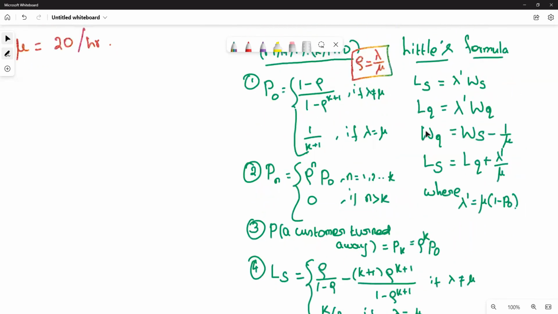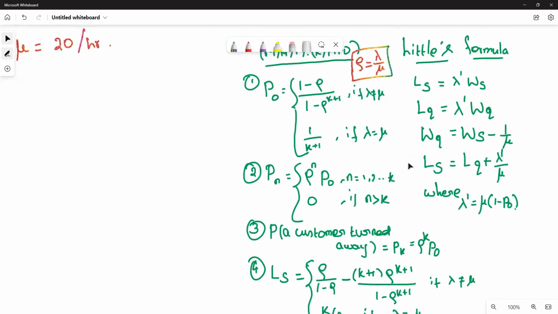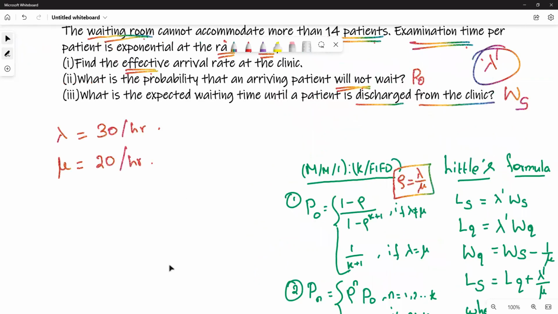So LS we have to memorize. If we are asked to find LQ, WS, WQ, everything we can get from LS. If we know LS, we can find WS as LS by lambda dash. Once we know WS, we can find WQ as WS minus 1 by mu. Once we know WQ, we can find LQ as WQ into lambda dash. We can use Little's formula to find the remaining identities. So in this single server finite capacity model, we have to memorize these 4 formulas along with the effective rate lambda dash formula.